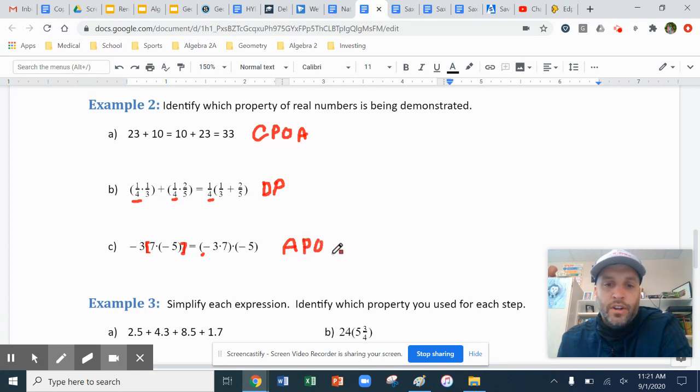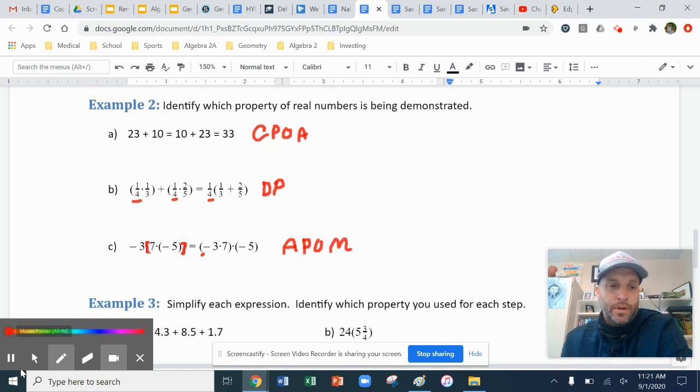And then whatever operation I'm using, which is multiplication, that's the type of property it is. So associative property of multiplication.